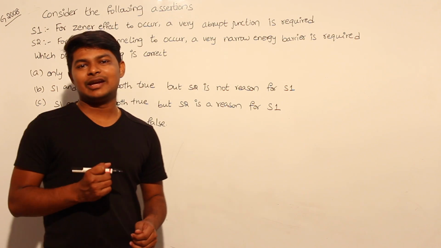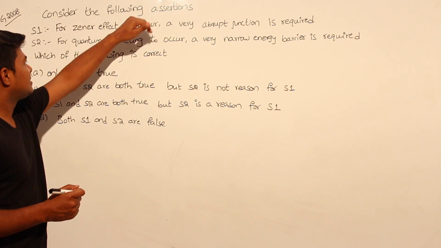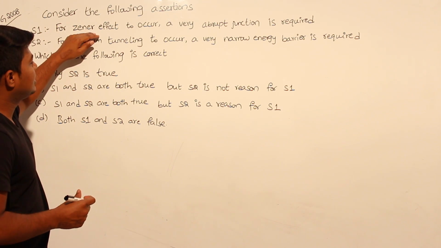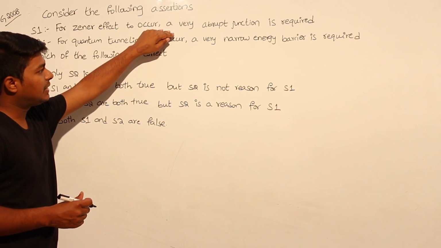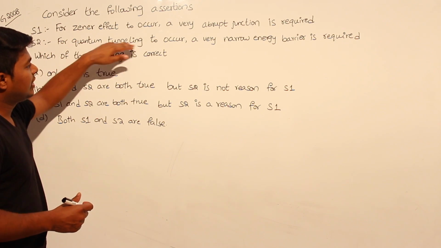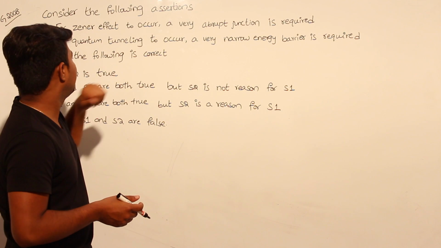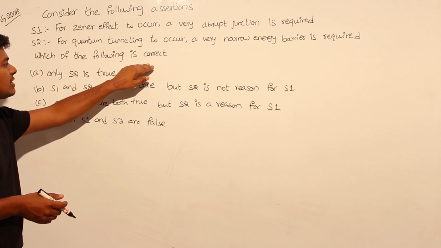This question is given in GATE 2008. Now see this question. Consider the following assertions. Statement 1: For the Zener effect to occur, a very abrupt junction is required. Statement 2: For quantum tunneling to occur, a very narrow energy barrier is required. Now, which of the following is correct?